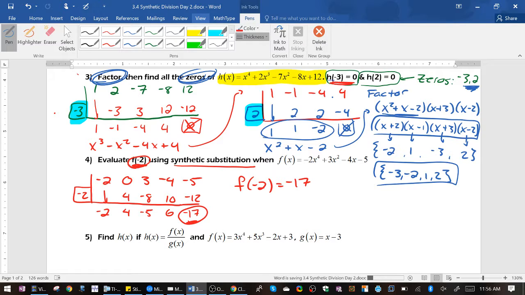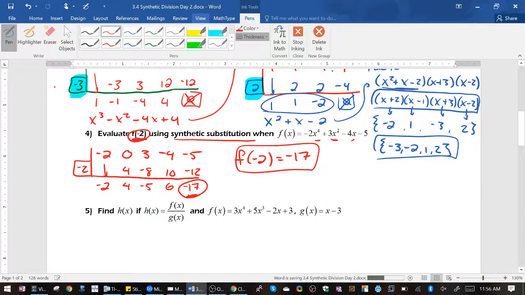Okay, that's the synthetic substitution part. So technically, if I substituted in negative 2 for all of these x values, and I put negative 2 in there, I should get out negative 17 as well. All right, let's keep on moving. I think I'm going to end this video here and we'll do one more quick video afterwards.